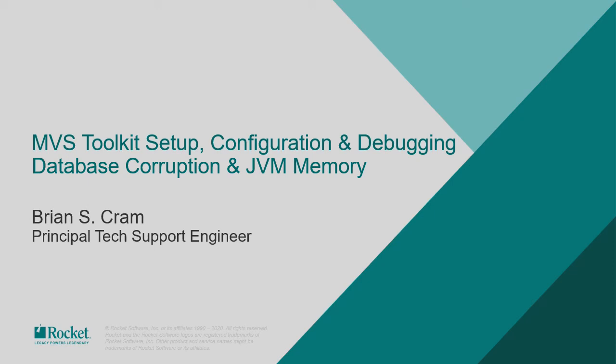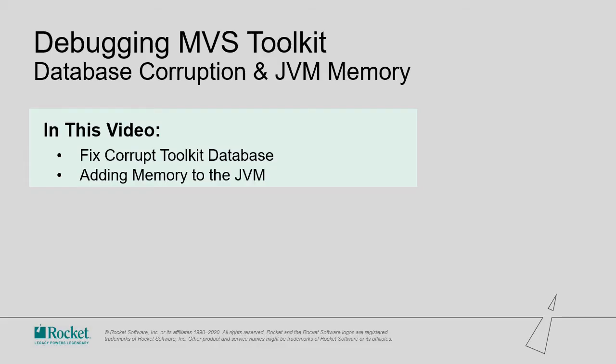This is the ninth video in a series showing how to set up, configure, test, and debug the MVS toolkit. In this video, we'll cover how to fix a corrupt toolkit server database and how to add memory to the toolkit server's Java virtual machine, or JVM.